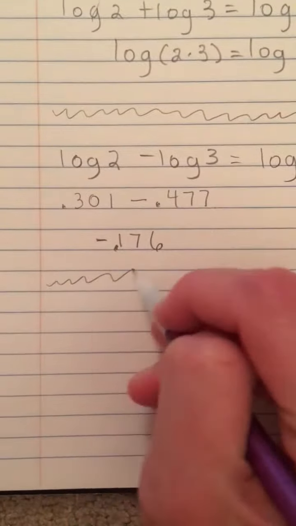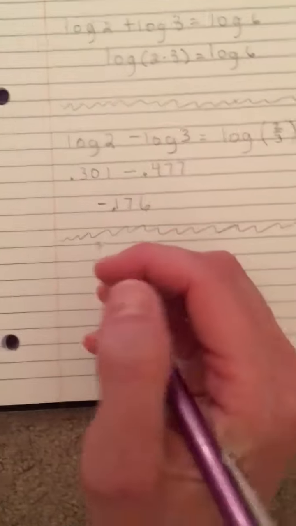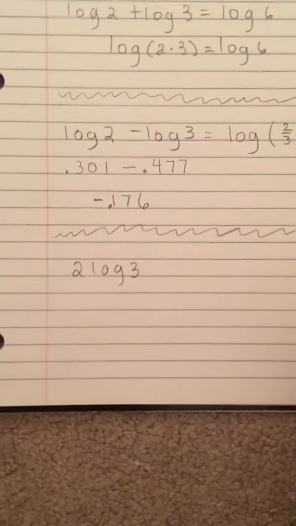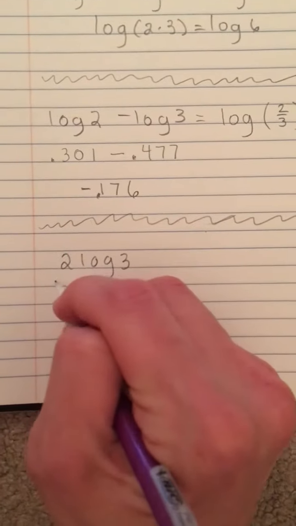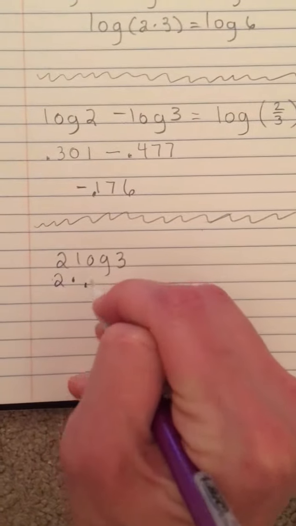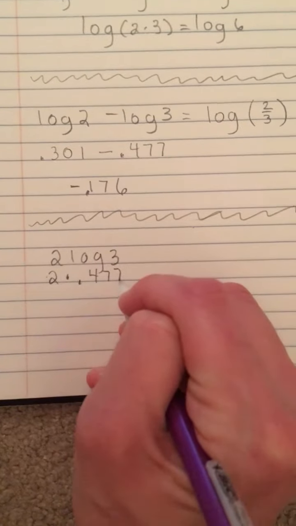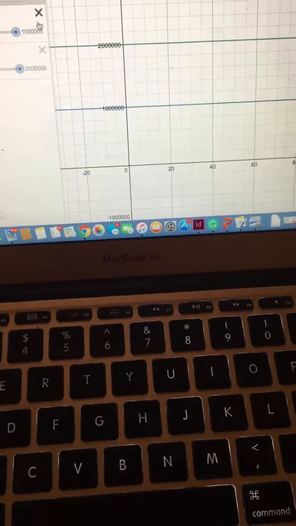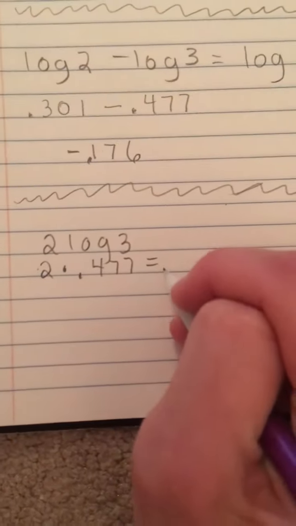And the last property that happens is with multiplication. So if I have 2 log 3s, for instance, 2 log 3s. So this is 2 times 0.477. Oh, I need to do a little math on that. I think it's a little late for me to be doing that. Let's go back to our Google calculator. Oh, we can use Desmos. 2 times 0.477 is equal to 0.954. So this is equal to 0.954.